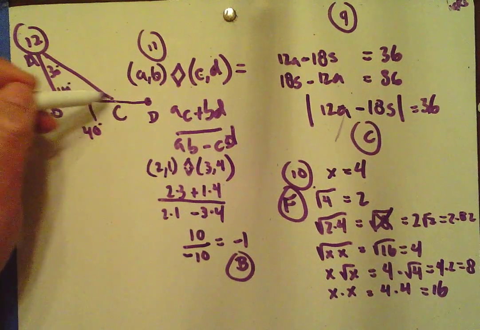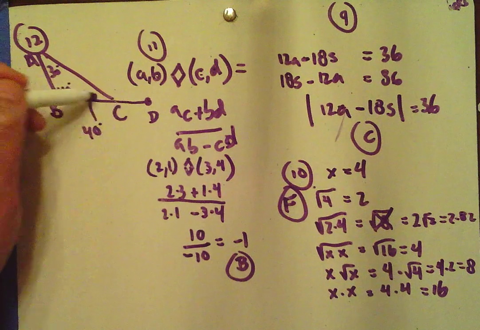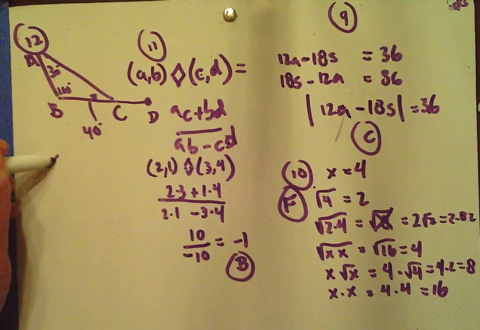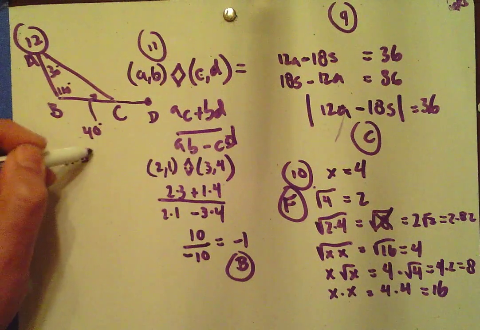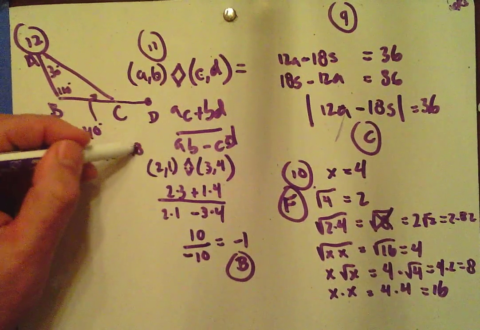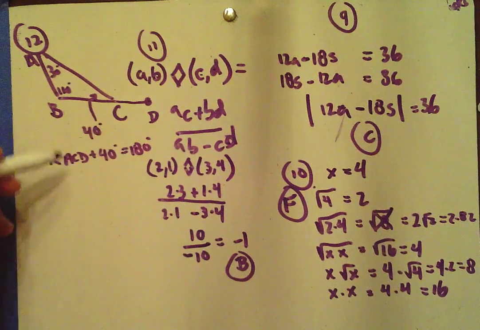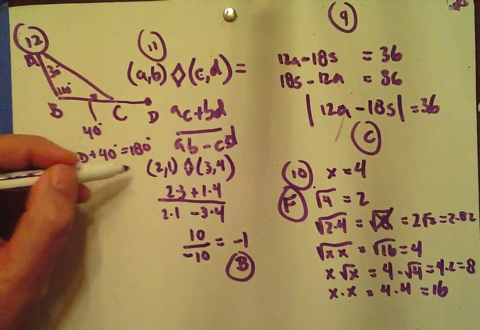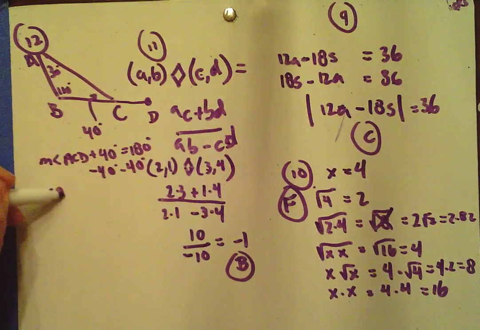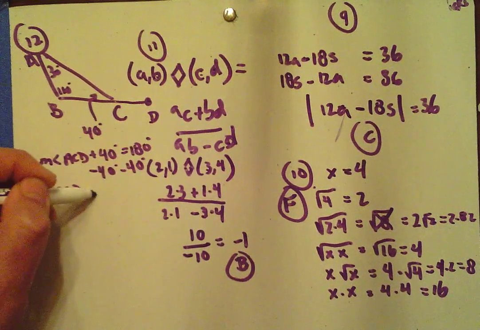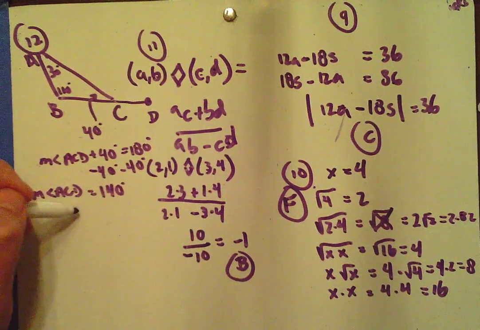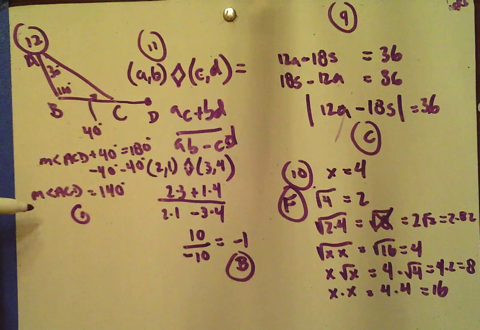And since these are a linear pair, we know these two should add up to 180. So the measure of angle ACD plus this 40-degree angle should add up to 180. If we subtract 40 from both sides, we get the measure of angle ACD is 140 degrees. And that's choice G, G for number 12.